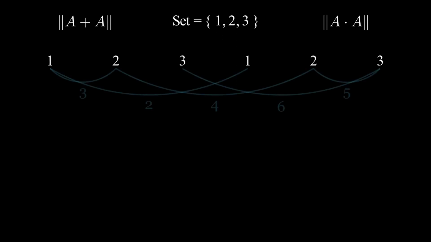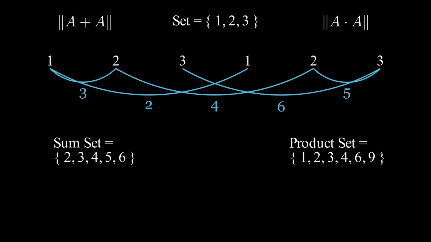Now, what do I mean by the sum set and the product set? Simple. The sum set contains all possible sums you can make by adding two elements from the set, and the product set contains all possible products you can get by multiplying two elements from the set. For example, if our set contains just three numbers 1, 2, and 3, then the sum set is 2, 3, 4, 5, and 6, all the sums you can get by adding two numbers from our set. The product set is 1, 2, 3, 4, 6, 9, all the products you can get by multiplying any two numbers from our set.